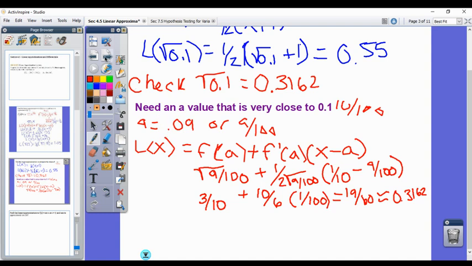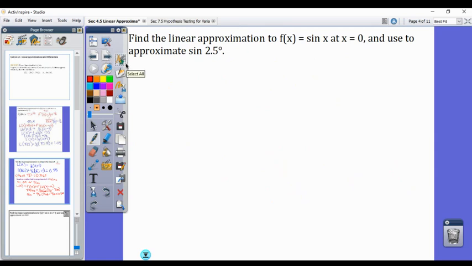Okay, so let's do another kind of different example. In this case, we want to do the linear approximation of f of x equals sine x when x is 0. And then we're going to use that to find a sine of 2.5 degrees. Okay, so first, you know me, I like to write down my formula.